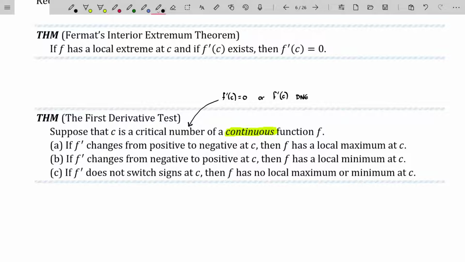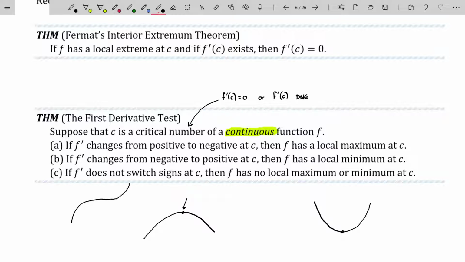Again, you have some function, its derivative is positive and then negative. Where it switches from positive to negative derivative, you have a local max. If f prime changes from being negative to positive, then you have a local minimum. If f prime doesn't switch signs at that point, then f does not have a local maximum or a local minimum at that point. A good example of that is something that might do this.